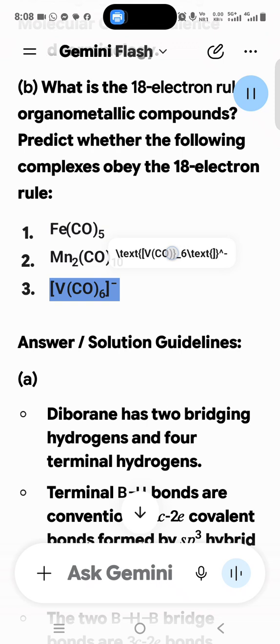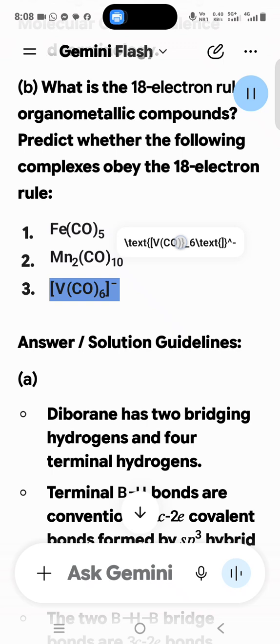Synthesis of trans isomer starting from [Pt(NH3)4]²⁺ plus second Cl⁻, which replaces NH3 trans to the existing Cl⁻, since Cl⁻ is a stronger trans director. Product: trans-[Pt(NH3)2Cl2].